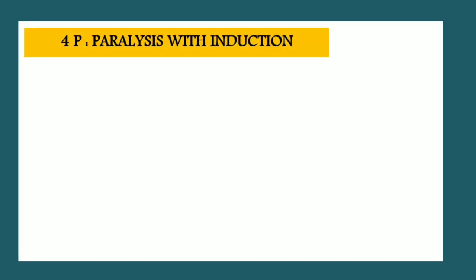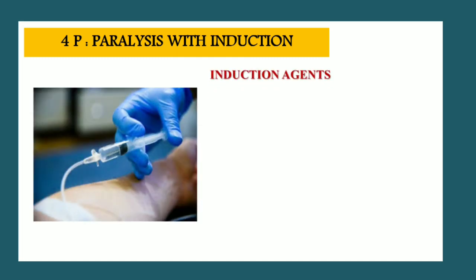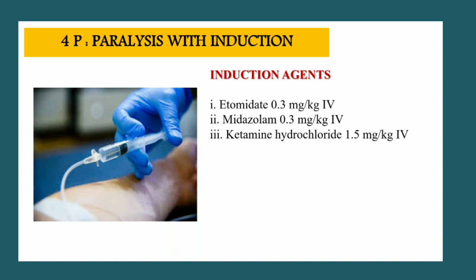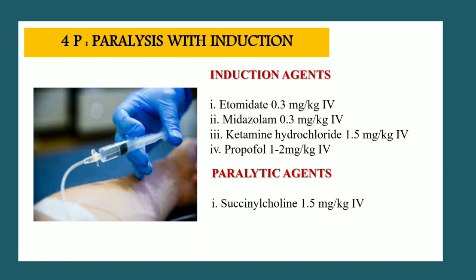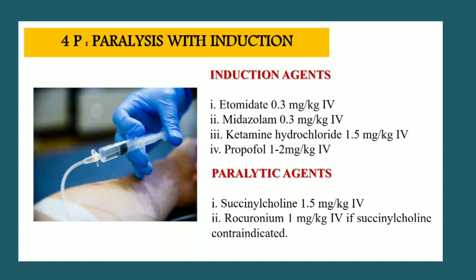Fourth P is paralysis with induction. So induction agents are etomidate 0.3 mg per kg IV, midazolam 0.3 mg per kg IV, ketamine hydrochloride 1.5 mg per kg IV, propofol 1 to 2 mg per kg IV, and the paralytic agents are succinylcholine 1.5 mg per kg IV and rocuronium 1 mg per kg IV if succinylcholine is contraindicated.